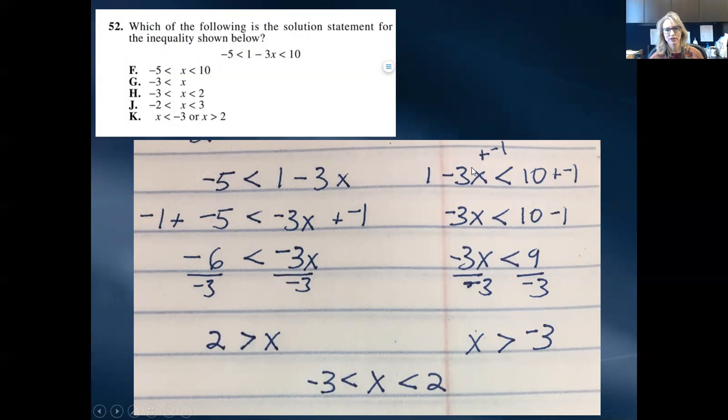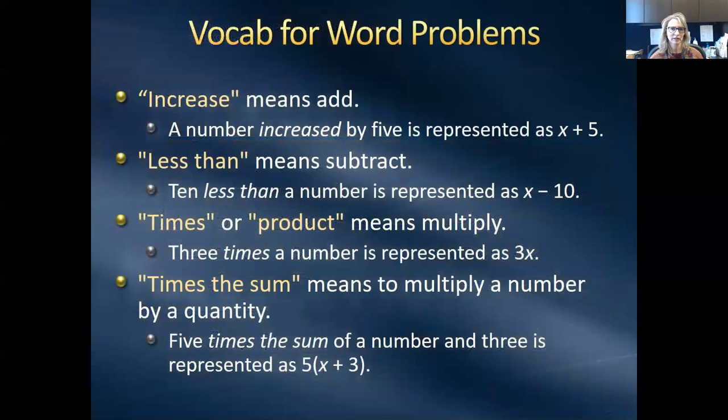Now, if we solve the other side, we come up with x is greater than negative 3. Now, of course, you always put the lowest number on the left and the higher number on the right. So here, x is less than 2. So there's x is less than 2, and x is greater than negative 3. So it's going to be between negative 3 and 2.